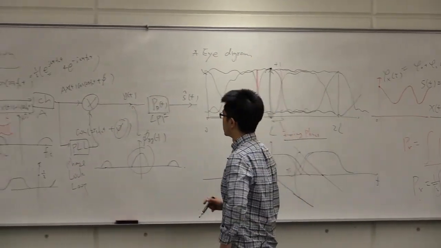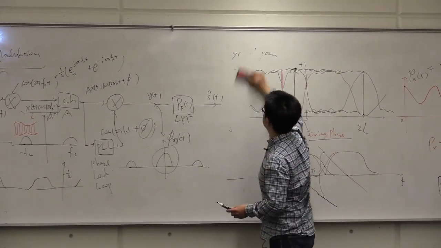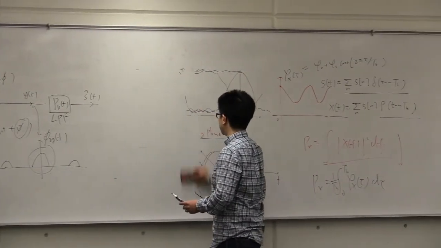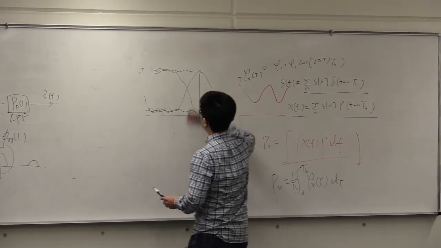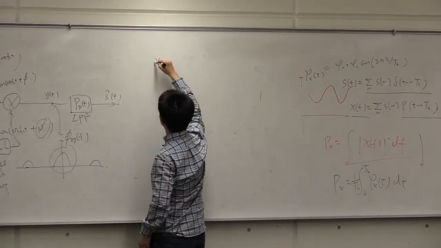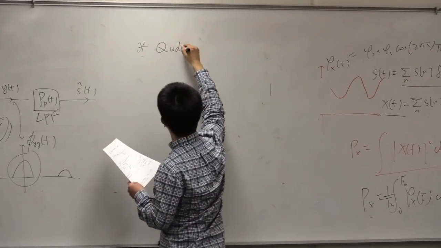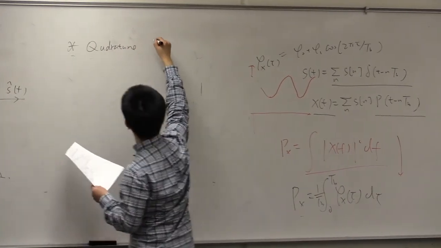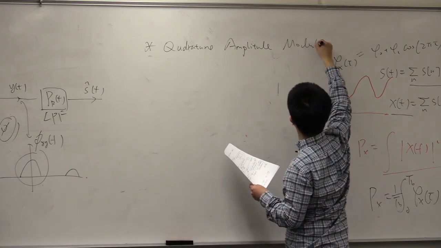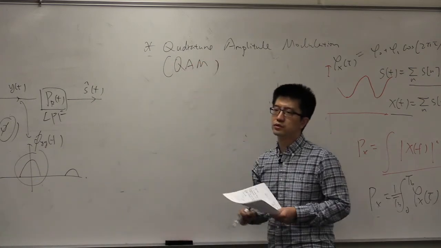Okay, the last topic. I don't think we will finish it today, but in your homework you have to use it, so maybe I'll just mention it now, and we can continue in our next lecture. Basically, it's QAM, which is called quadrature amplitude modulation, or QAM. This is what we use today.